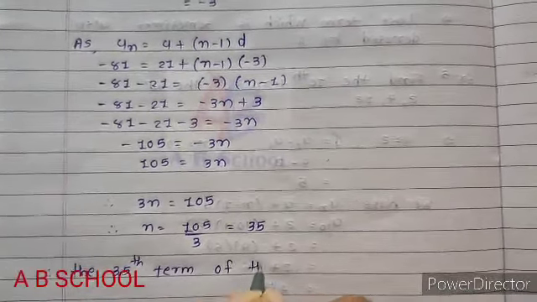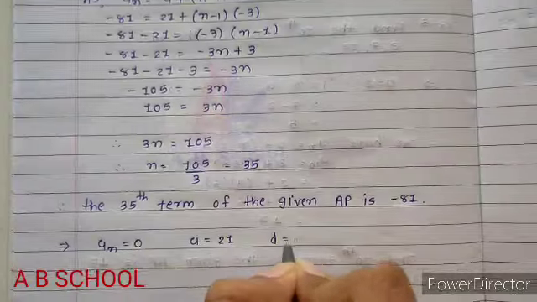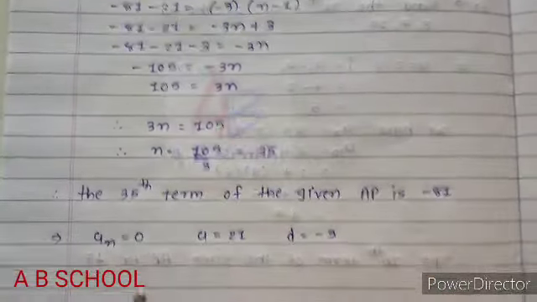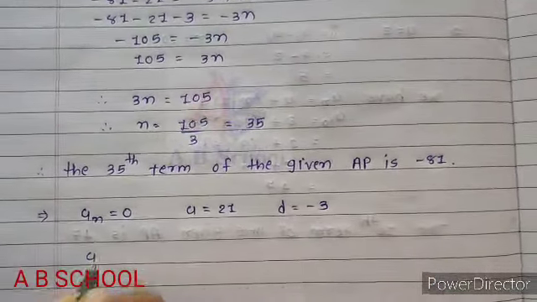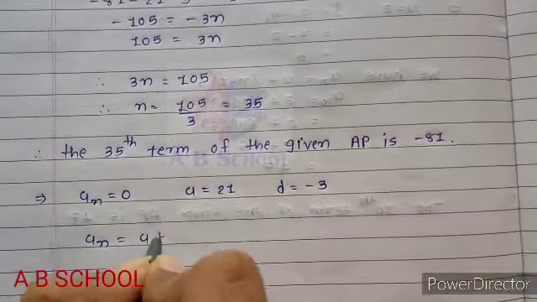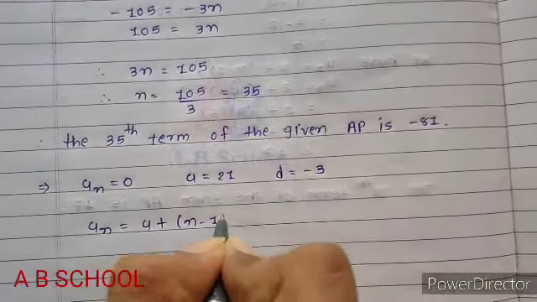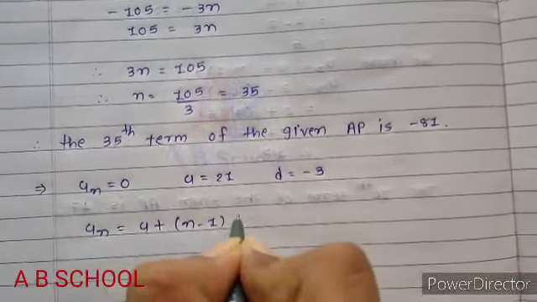Now for 0, take AN is equal to 0. First term of AP, A is equal to 21. Common difference, D is equal to minus 3. By using a general form of AP, AN is equal to A plus N minus 1 into D. Value of AN is equal to 0. Value of A is equal to 21, first term of AP. N we have to find. Common difference D is equal to minus 3.